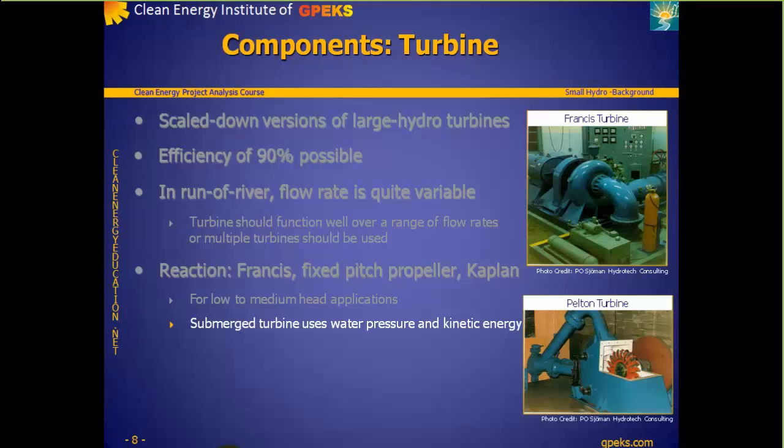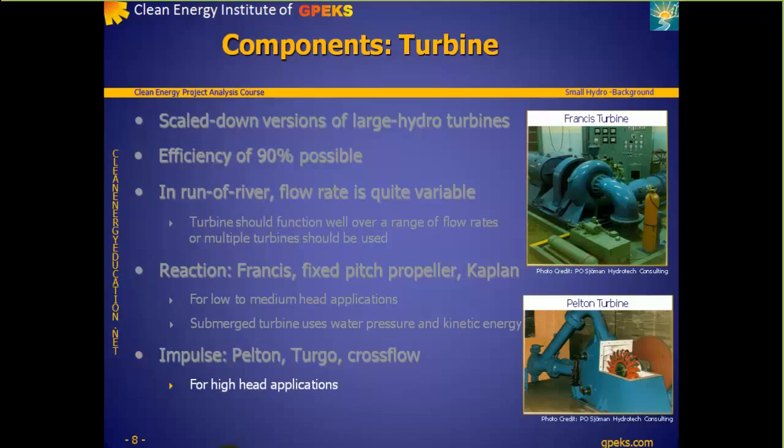As head increases, the runner of a reaction turbine must spin more quickly and the casing must withstand higher pressures. At some point, the reaction design becomes impractical and impulse turbines, which include the Pelton and Turgo designs, are used instead. The cross-flow turbine is a special type of impulse turbine that recovers some of the head in the draft tube. In impulse turbines, the high-pressure flow passes through a nozzle that converts it into a jet of water at atmospheric pressure, but with high velocity and high kinetic energy.